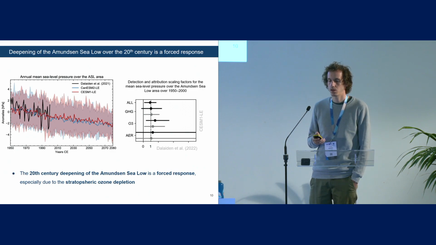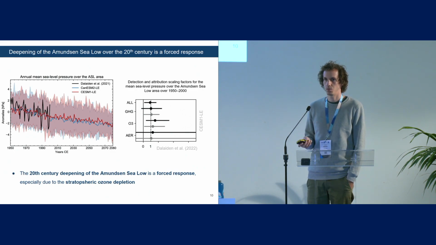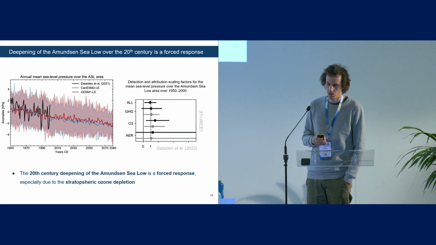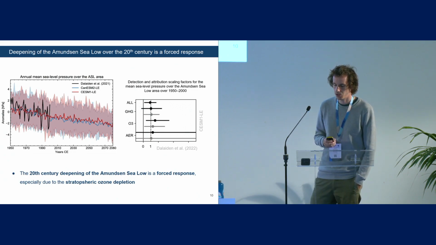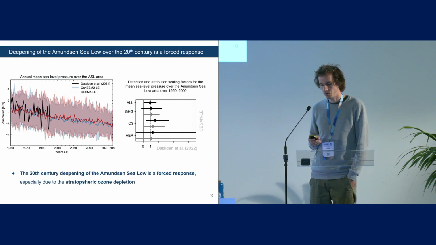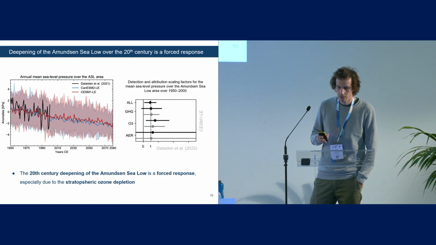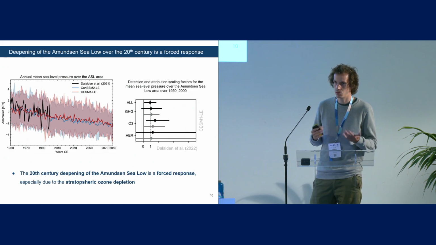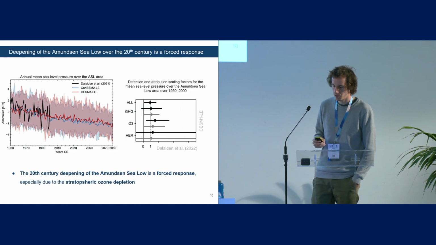For this purpose, we conducted quite recently a detection and attribution study that aims at quantifying the role of the forcing in the observed changes and to compare with the natural variability of the climate system. We first compare our paleo-based reconstruction with two large ensembles of Earth system models. As you can see on the plots on the left, we have relatively good agreement between the paleo-based reconstruction and the models for the trends.